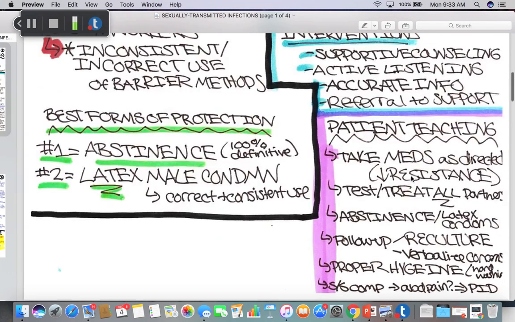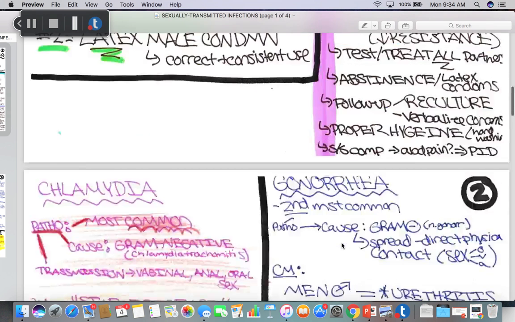Patient teaching for STIs: take meds as directed in order to decrease resistance, test and treat all partners, and either abstain from sex or use latex condoms. Follow-up, so they're going to get recultured, and also have your patient verbalize their concerns. You want them to practice proper hand hygiene and proper hygiene overall, so hand washing. And signs and symptoms of complications, some include abdominal pain, which could be indicative of PID.